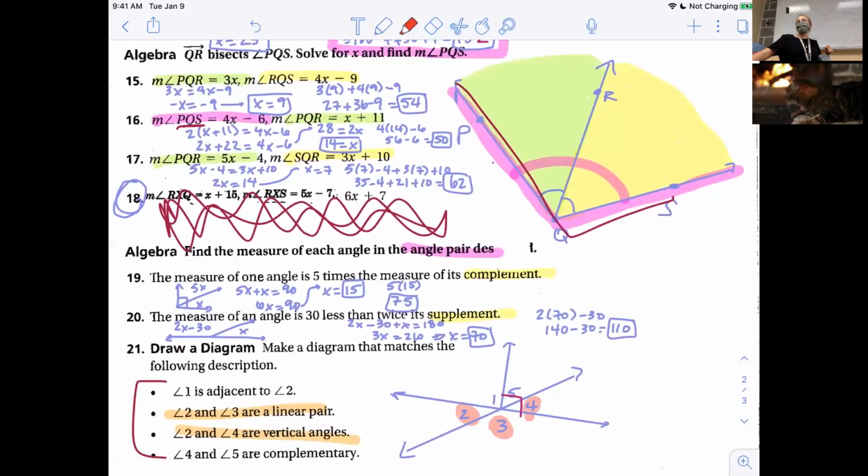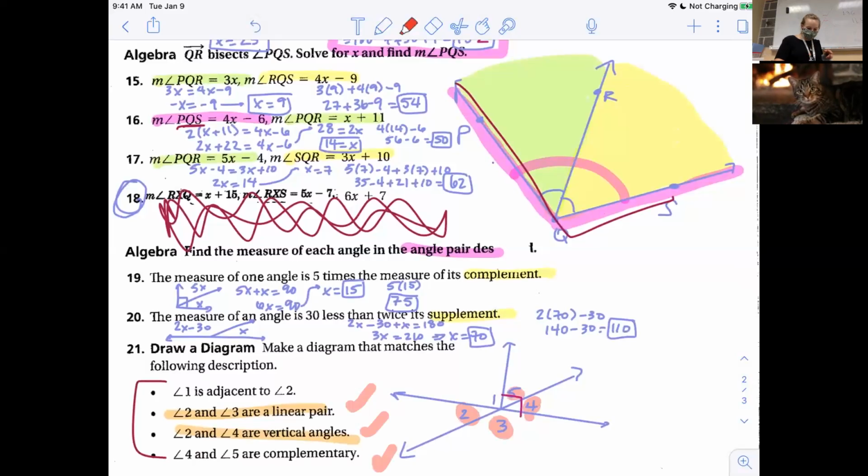I'll talk about 20 in 1 second. I'm just asking what that says 3x equals. What's that number? 210. Yeah. And then it says 4 and 5 are complementary. So I had to finish angle 4 off to make a nice right angle, and I called that angle 5. And then I've done everything so far, and the last thing is making sure 1 is adjacent to 2. And I was able to do that by just finishing it off by writing angle 1.